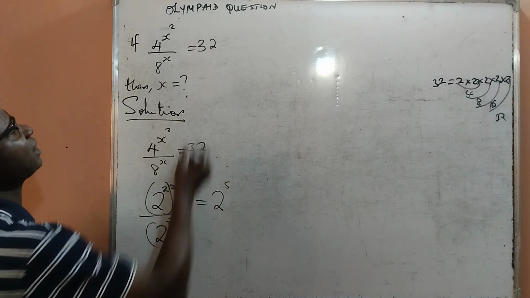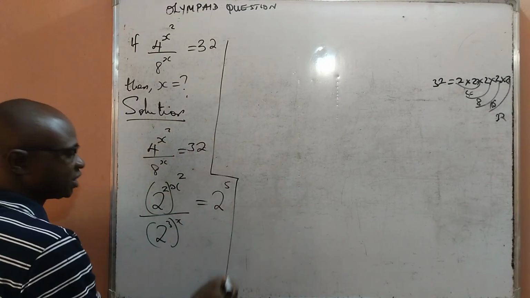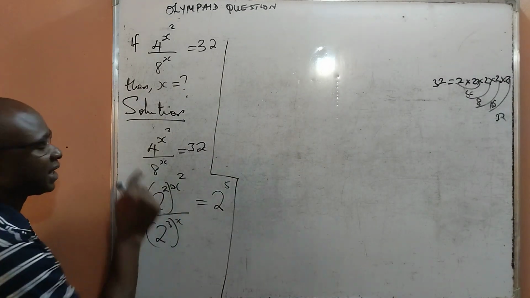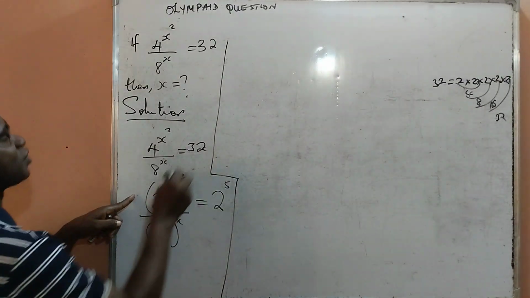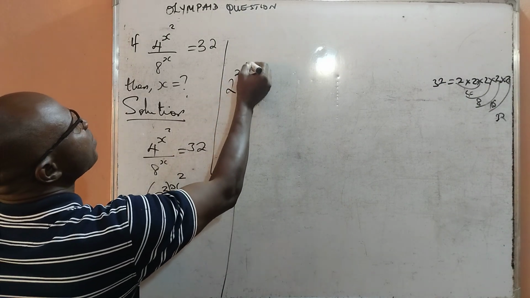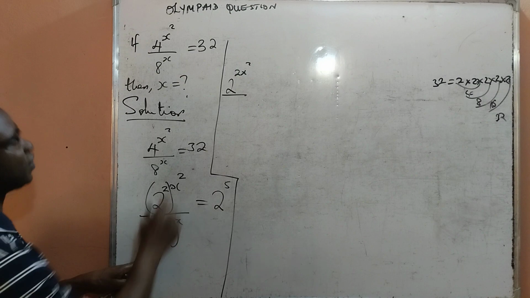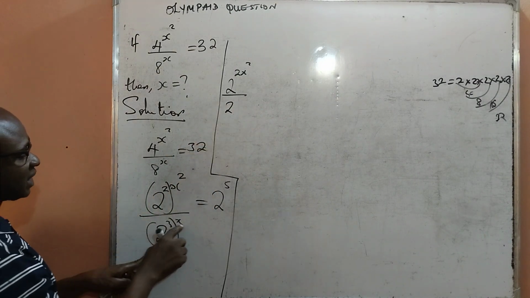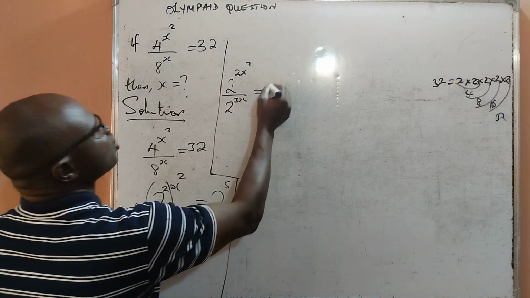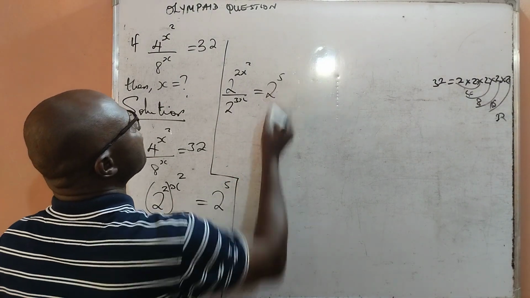Alright. Now, I will apply the multiplication of indices, that is, multiplying the powers. And that will give me from the numerator 2 raised to the power 2x squared. And at the denominator, I have 2 raised to the power 3 times x, which is 3x. And then the whole of this is equal to 2^5.